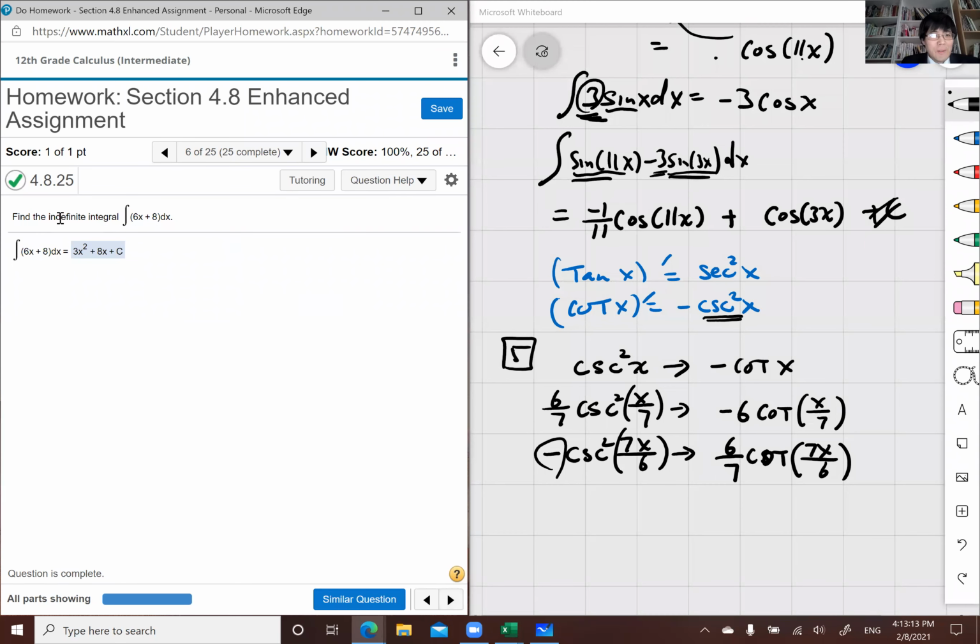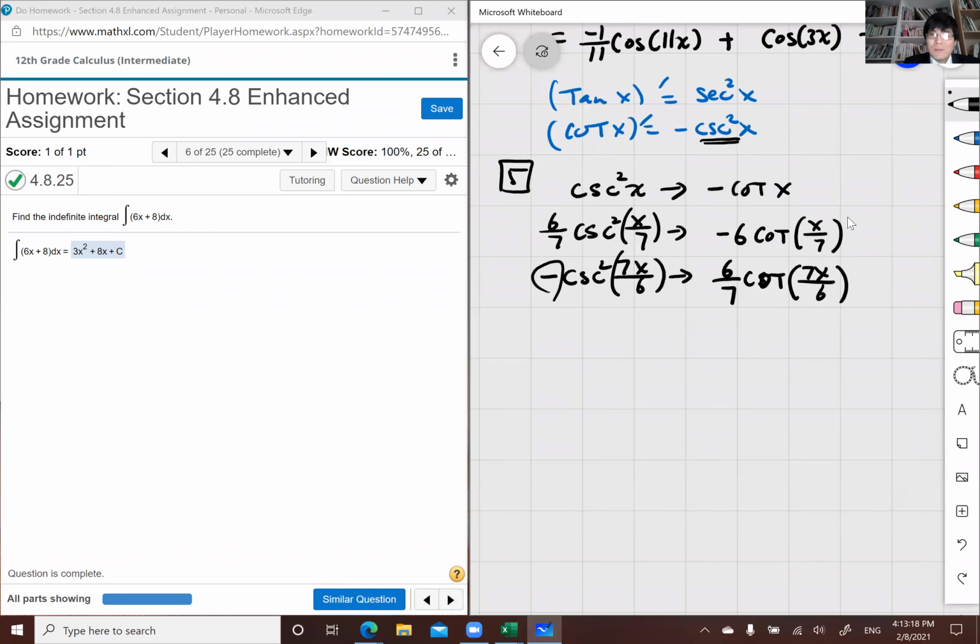Okay, now find the indefinite integral. So now we cannot forget about the integral constant c, okay? So integration of 6x plus 8. First of all, find the integral of each term. You want to get 3x squared plus 8x, and you add c.